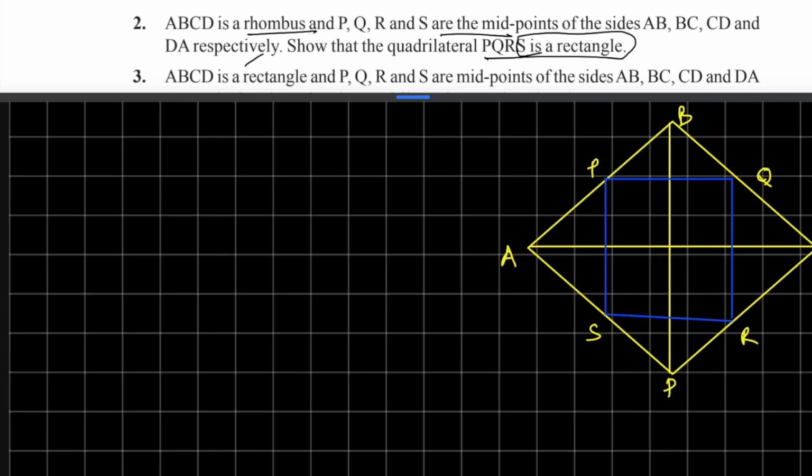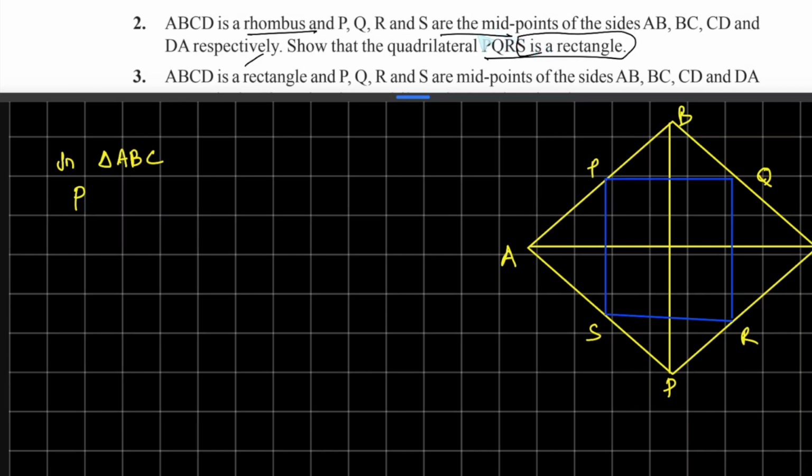Now what we have to do, basically, is apply the same midpoint theorem concept in this question, which we covered in the previous video. Let's get started. First we are going to consider triangle ABC, and we are going to apply the midpoint theorem, MPT, in this triangle.